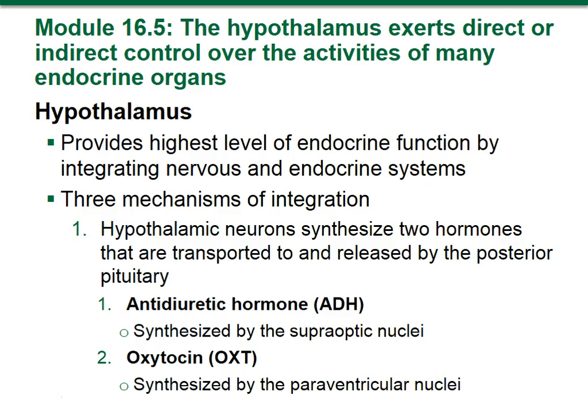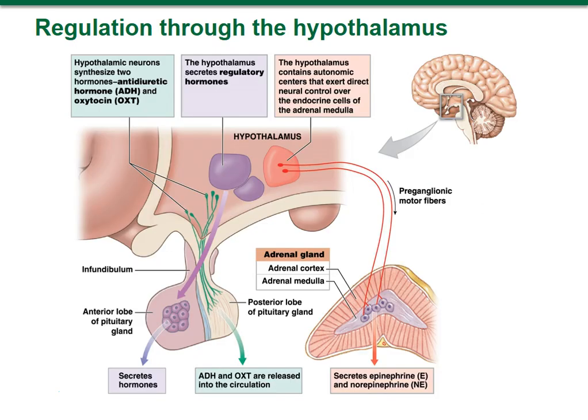And someone asked me this in lab yesterday. Oh, yeah. So antidiuretic hormone is synthesized by the supraoptic nuclei of the hypothalamus, and oxytocin is synthesized by the periventricular nuclei of the hypothalamus. But again, they are both released from the posterior pituitary gland. And this graphic simply shows what we just said.